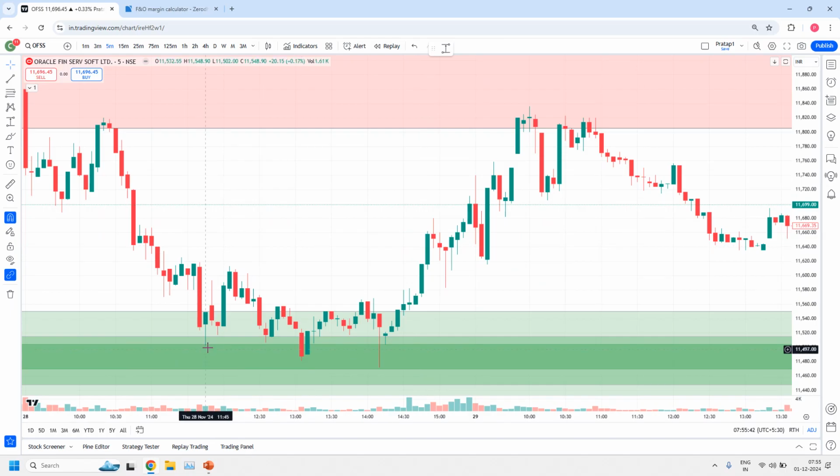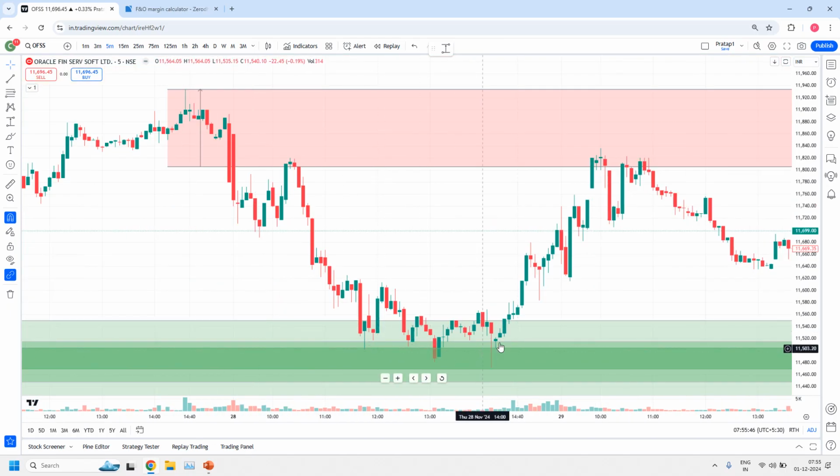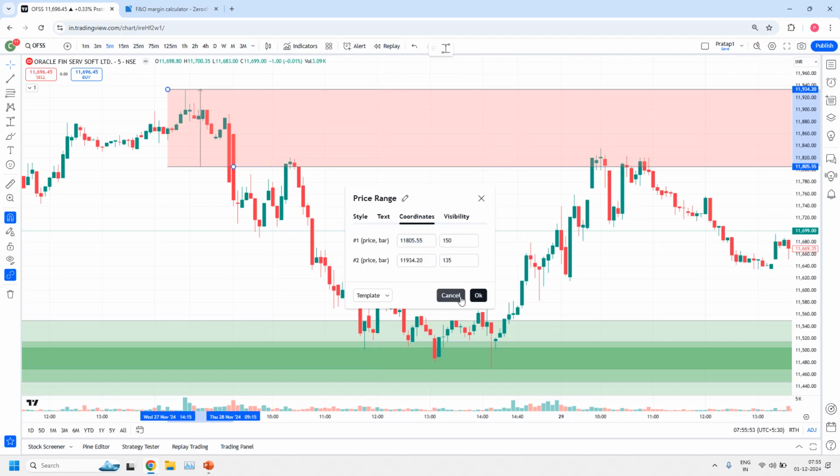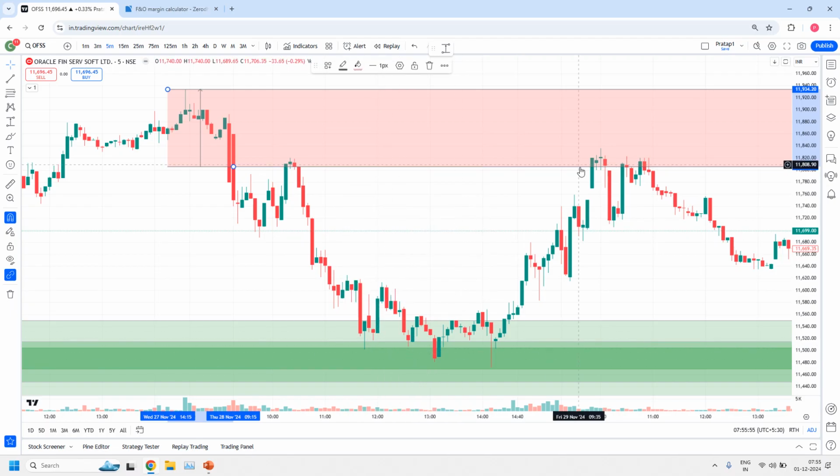Assume if you had taken a trade in this fine-tuned 5-minute zone, how much profit you would have gained until this target zone. If you had taken this fine-tuned 5-minute zone till this target zone, definitely you would have got 1:5 or 1:6 RR. But anyway, first let us think from our profits point of view.